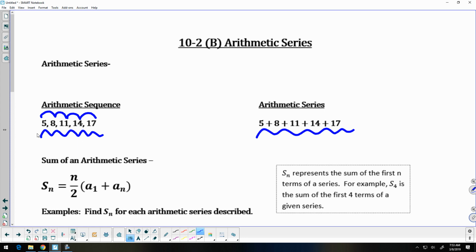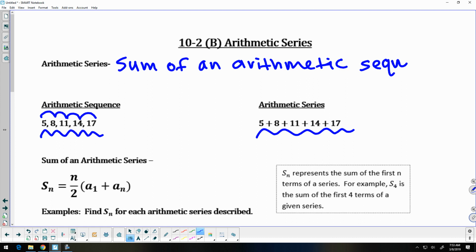So it's really just the sum of the sequence. It's the same exact numbers. Now we're just taking those numbers and adding them all together. So again, that's exactly what an arithmetic series is. It's just going to be the sum of an arithmetic sequence. So just taking all those numbers in the sequence and then adding them up. That's it.